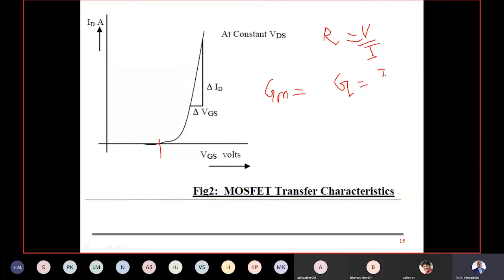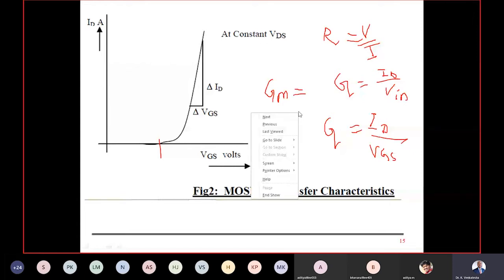This is conductance, but I say it transconductance. Why it's called transconductance? Transconductance means output current by input voltage. So my output current is nothing but your drain current ID. The input is nothing but the VGS. This is my input voltage. That's why it's called transconductance, not a general conductance.